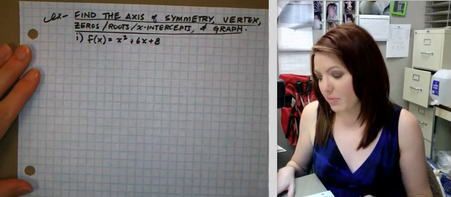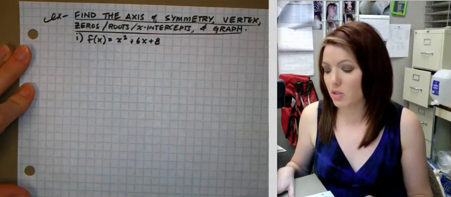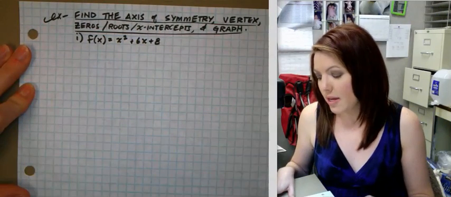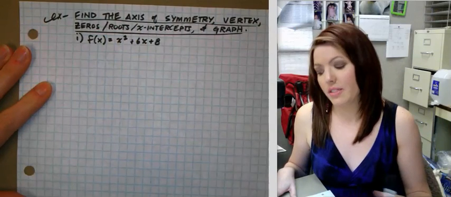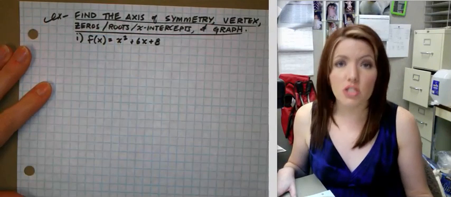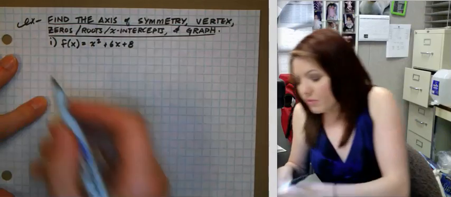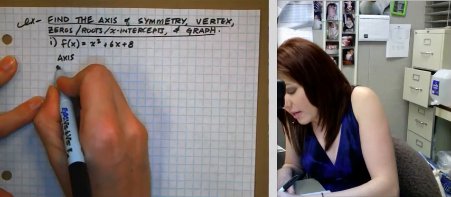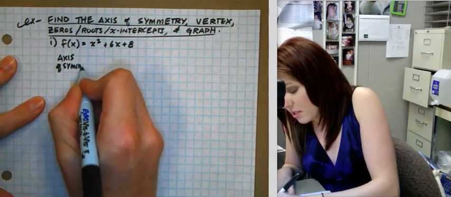All right, here we go with our examples. So we want to find the axis of symmetry, vertex, zeros or roots, x-intercepts, and graph it. All right, so here we go. Let's start by finding the axis of symmetry. So axis of symmetry is first.